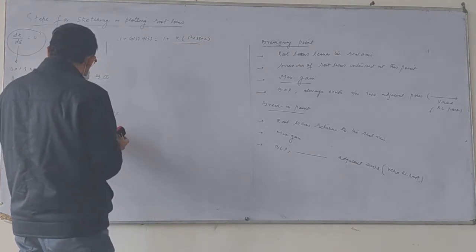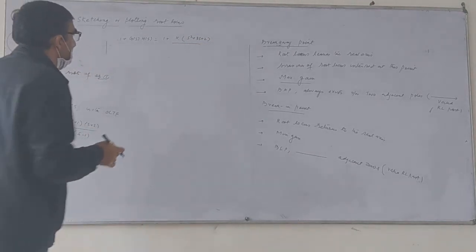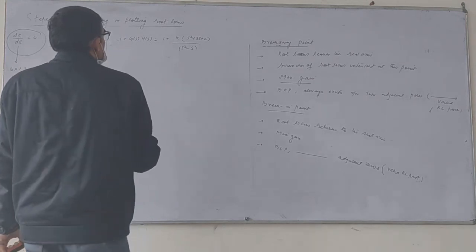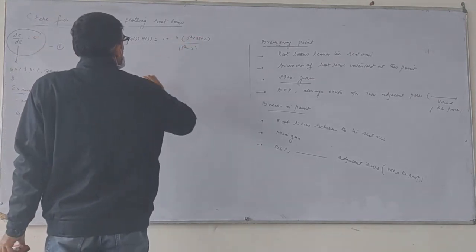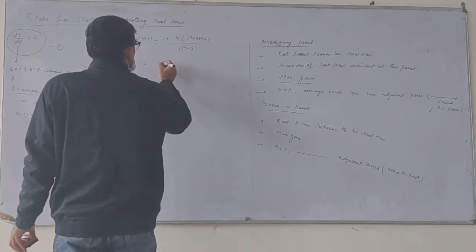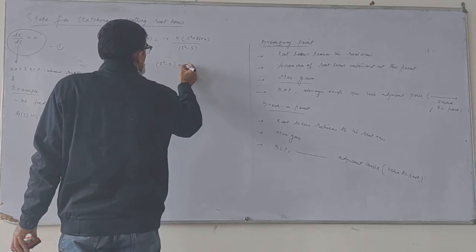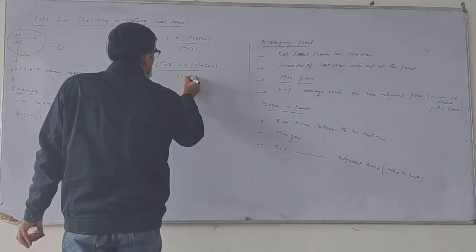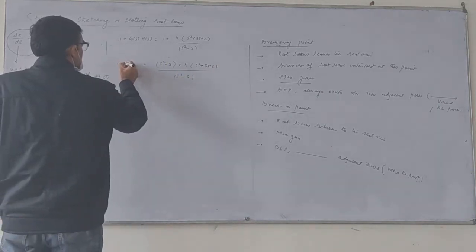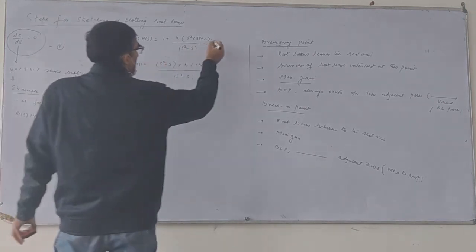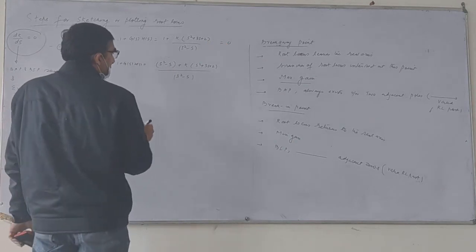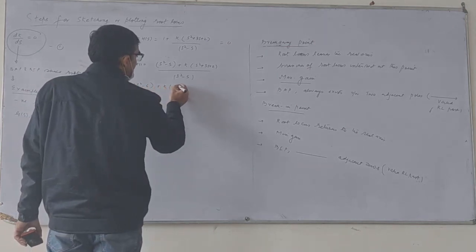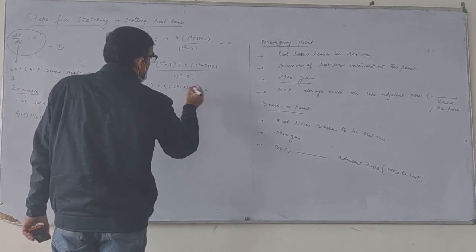I think this is clear. S square plus 2S plus S plus 2, S square plus 3S plus 2, okay. Denominator S square minus S. 1 plus this, so this will be further equal to (S square minus S plus K into (S square plus 3S plus 2)) divided by S square minus S. So this is 1 plus G of S H of S. Now substituting this equal to 0, we have S square minus S plus K into S square plus 3S plus 2 equal to 0.